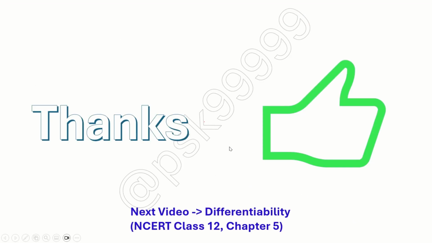Yeah, that's all in continuity. In the next video I'll make differentiability, which is the same chapter actually, NCERT class 12th chapter 5. Since it is a very lengthy video, I just want to break it into multiple parts. Next video I'll make about differentiability. Till then, keep practicing maths. Thank you.